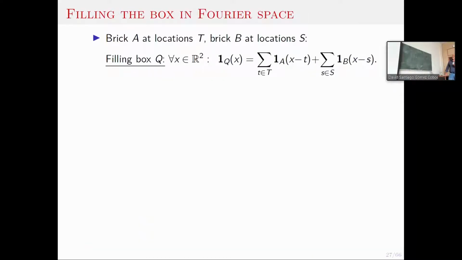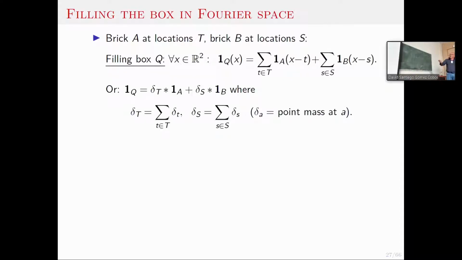So let's now express our filling condition. So you have brick A at locations T, brick B at locations S, let's call them. So this is filling. You want the indicator function of the big box to be the sum of the indicator functions of the small boxes. Okay? That encompasses everything, both the disjointness and the covering. Now, I'm going to encode the sets T and S, as I usually do, by Dirac masses. We put one Dirac mass on each.